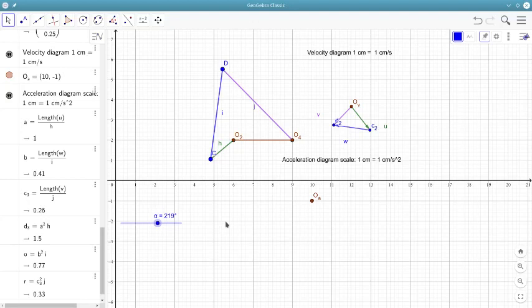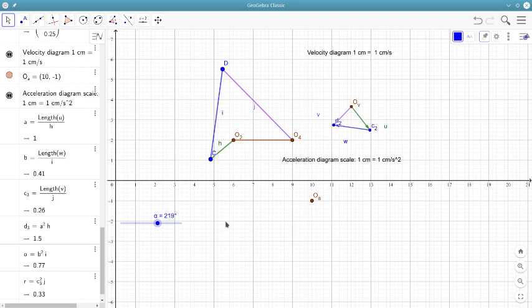This is the last part of the three-part video that I wanted to upload on drawing a crank rocker using GeoGebra, animating it, then also constructing the velocity and acceleration diagrams, and also animating them. So when I change the crank angle, I should also get dynamically the velocity and acceleration diagrams change with the appropriate vectors.